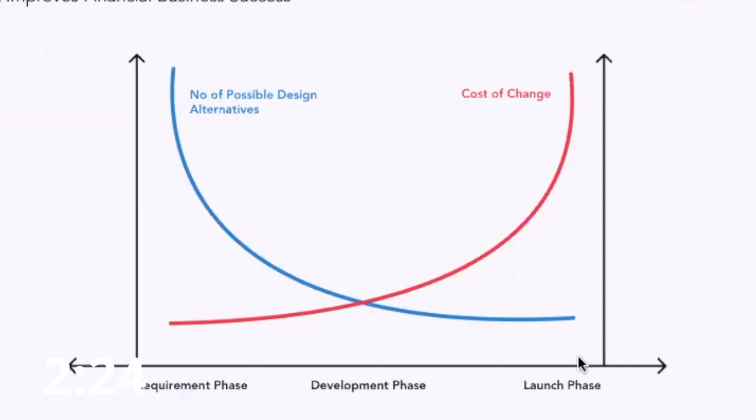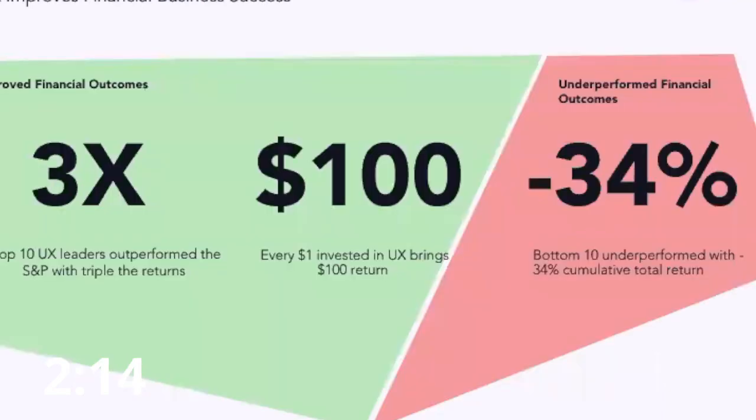Whereas if you go all the way to launch and find out that your product does not work for its user group, you have a really high cost of change. So let me give you some other financial benefits of doing UX. As you can see here, this is sort of looking at some of the top firms that do UX. So think in terms of like Apple, Google, what have you. Studies have shown that the top 10 leaders in user experience design triple the returns of other companies in the S&P, if you're familiar with that stock market.